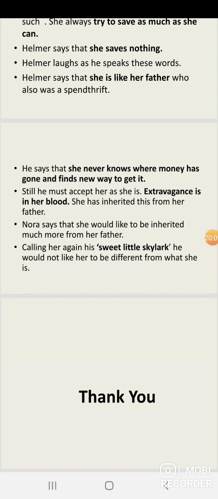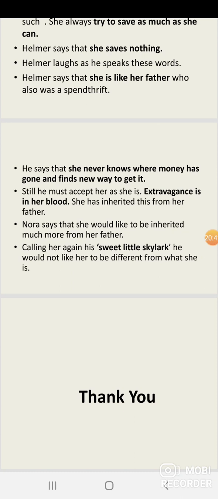That is, there is a conversation between Nora and Helmer. There is nobody else present up to now, and the scene is of their house, their apartment, and both are just conversing on the spending of the money. As we have come to know, Nora has interest in spending money, whereas Helmer doesn't like this.